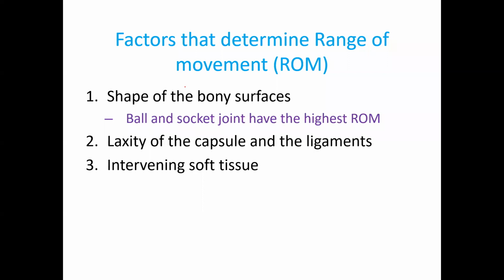And then, of course, intervening soft tissues. So if you have a big bicep, right? If you've done weights and all that, and you have a huge, big bicep, then you cannot flex your elbow that much, right? But if you're very thin and you hardly have any fat, then you can flex your elbow to the maximum, right? So whatever the intervening tissues, either muscle or fat tissues, will again reduce the range of motion in that sense. Okay, so the shape of the surfaces of the bone, the laxity of the capsules and the ligaments surrounding the joint, and the intervening soft tissues are the three factors which determine the range of motion of a joint.